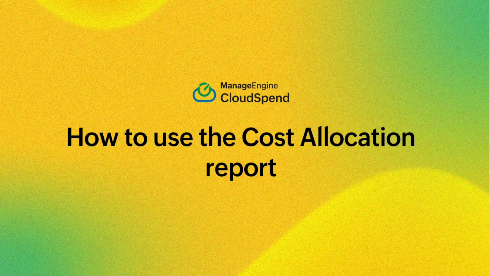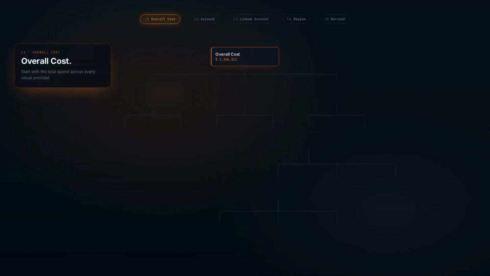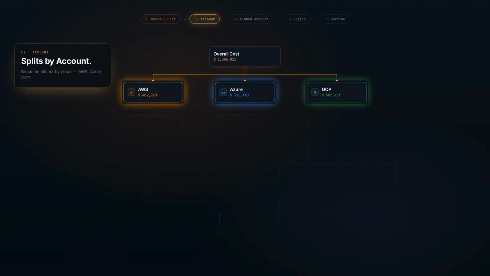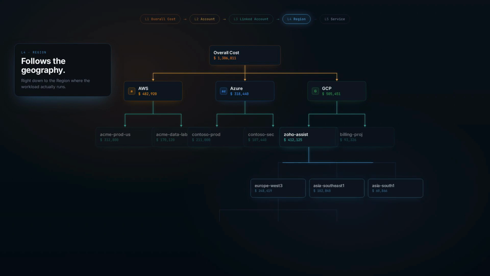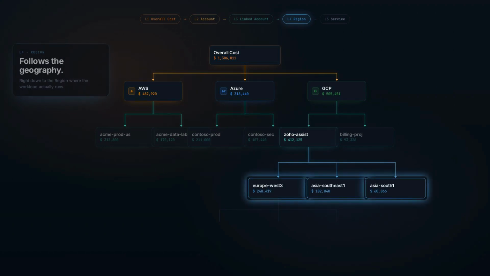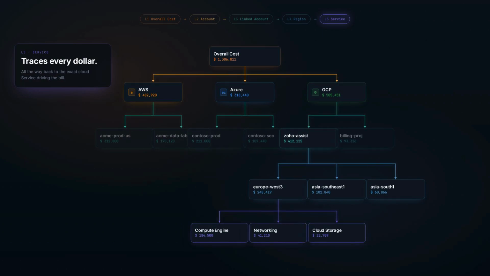The Cost Allocation Report tracks your entire multi-cloud spend, starting from your overall cost across all providers. It then splits cleanly by cloud account, drills down into specific linked accounts, follows the geography right down to the region, and traces every single dollar back to the exact service.